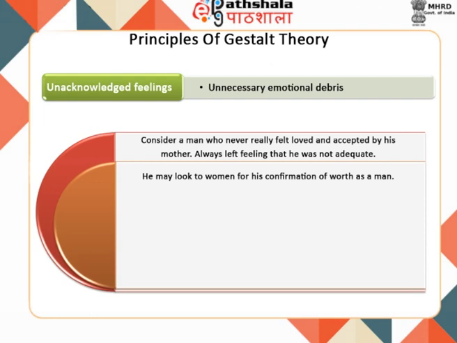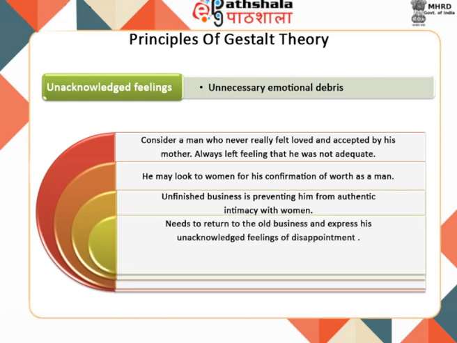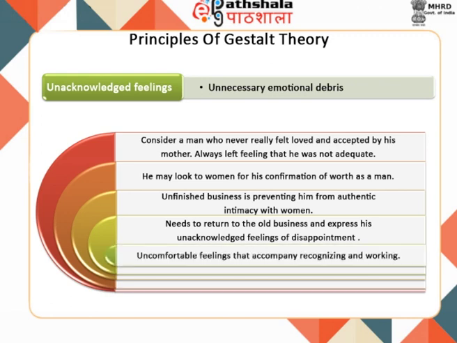In developing a variety of games to get women to approve of him, he reports that he is still not satisfied. The unfinished business is preventing him from authentic intimacy with women because his need is that of a child rather than an adult. He needs to return to the old business and express his unacknowledged feeling of disappointment to achieve closure. He will have to tolerate the uncomfortable feeling that accompanies recognizing and working through this impasse.